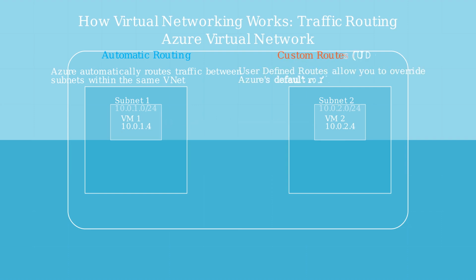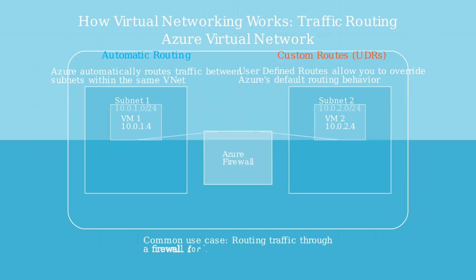However, you may want to customize how traffic flows for security or compliance reasons. This is where user-defined routes come in. User-defined routes, or UDRs, allow you to override Azure's default routing behavior. A common scenario is routing traffic through a firewall for inspection. With custom routing, traffic from VM1 is now directed through the firewall before reaching VM2. This allows for packet inspection and applying security policies.